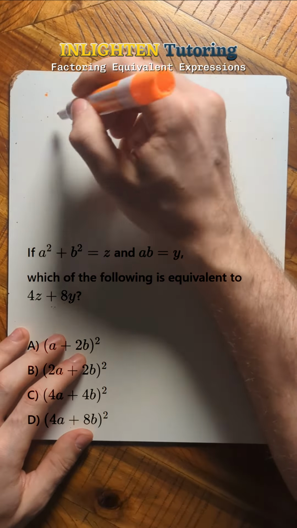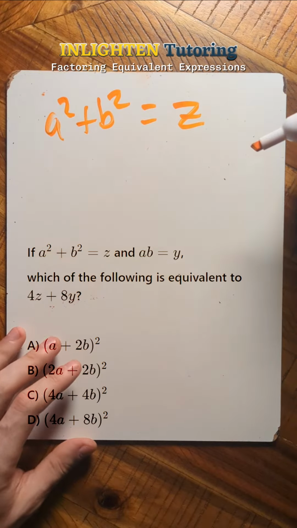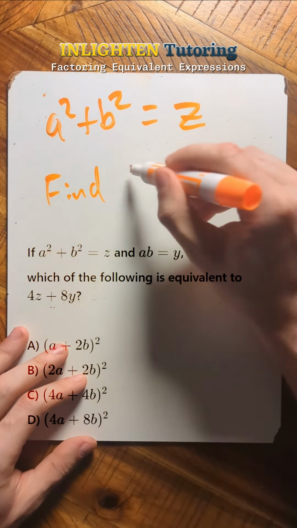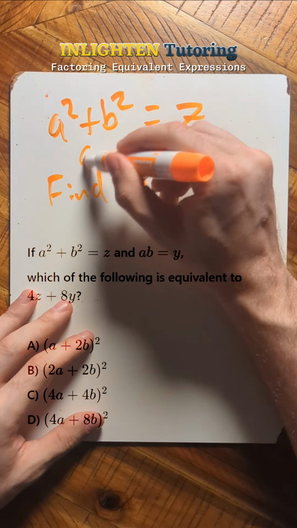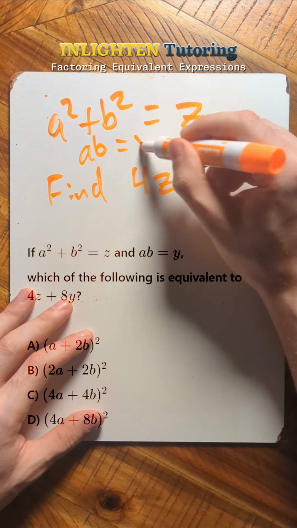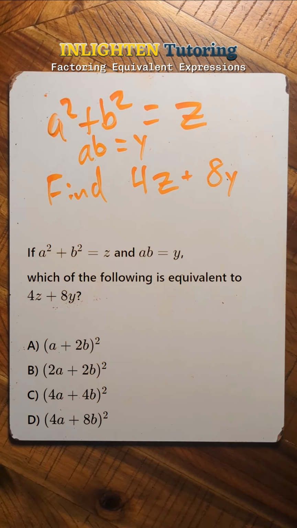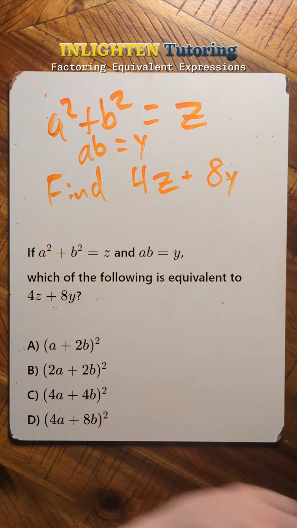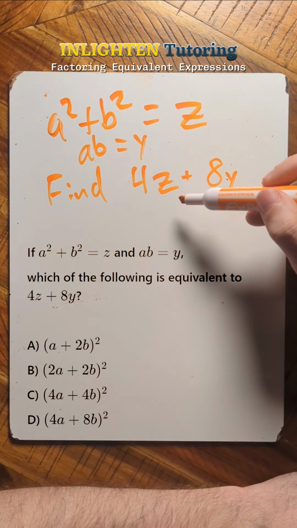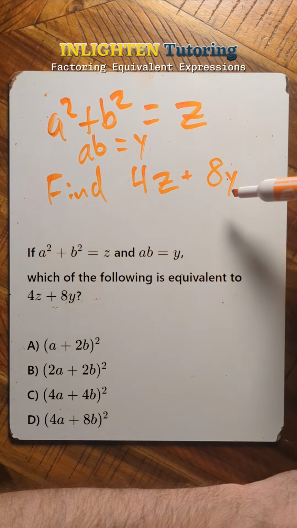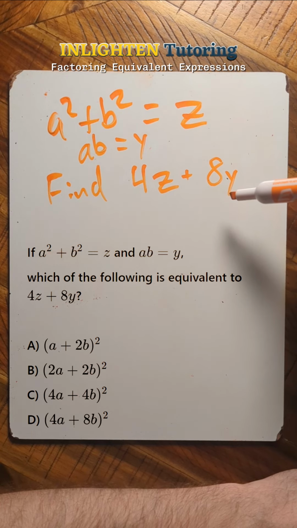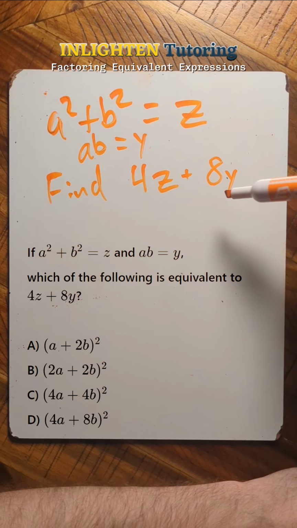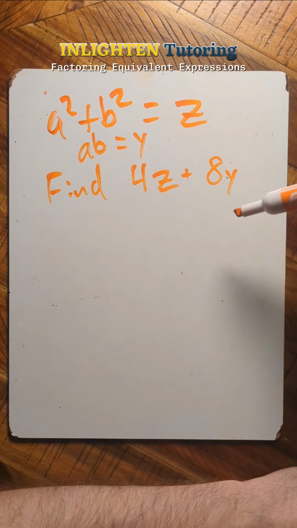It says, if a squared plus b squared equals z, which of the following is equal to 4z plus 8y if ab equals y? Okay, much better. Now, if we look at our answer choices, we'll notice that there's no z in the answer choices, and there's no y in the answer choices. Everything in the answer choices is either in terms of a or b.